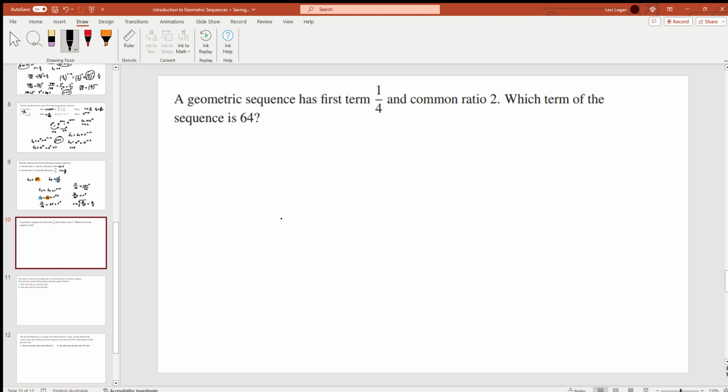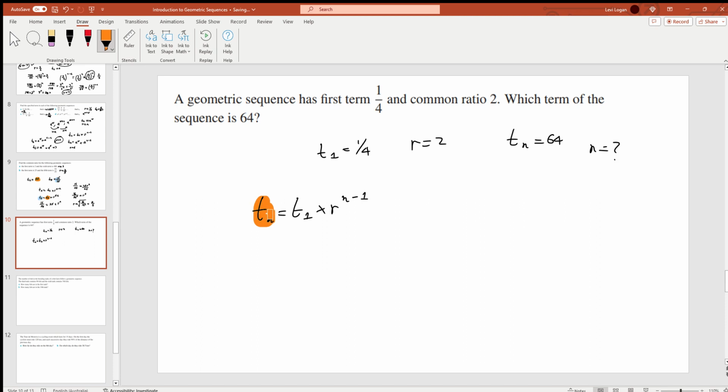Which term of the sequence is 64? Okay, so t of 1 is 1/4 and r is 2. We don't know n, so t of n is 64, and we want to know what this n is. So we write our formula, t of n equals t of 1 times r to the power of n minus 1.